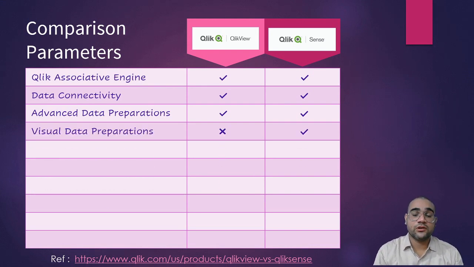The next feature is visual data preparation. Using this feature, you can get started with data modeling. You can join or concatenate multiple tables together. You can also create calculated dimensions or calculated fields. There are many more things which can be done using visual data preparation, and this is only available in ClickSense.